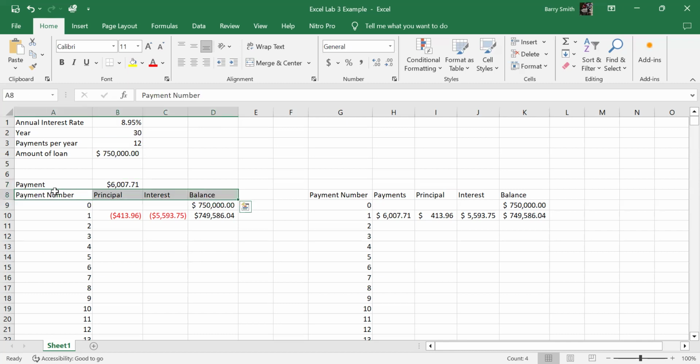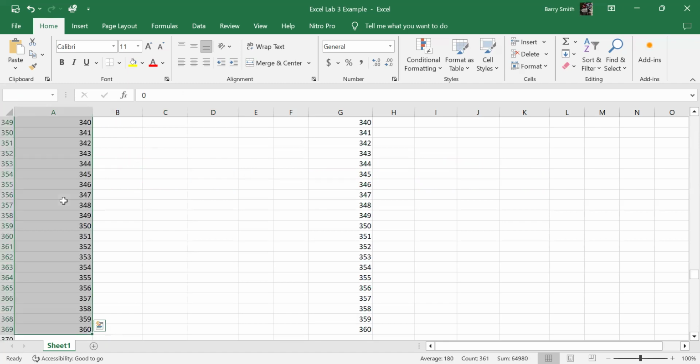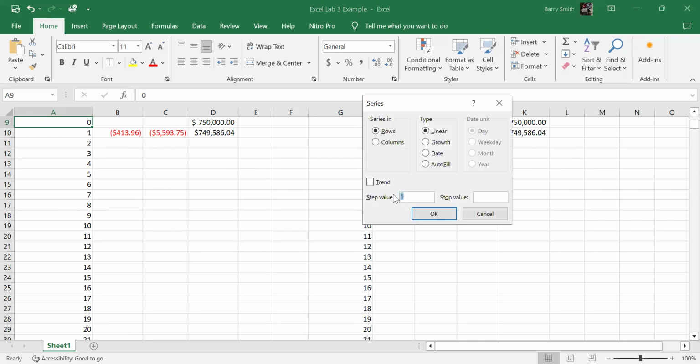Then we have to set up a table. We're going to have a payment number, a principal, an interest, and a balance. With this one, we have 0 through 360. You can do those using the series function here. You can start at 1 and go up to 360, and that's how you can make a series really quickly instead of having to type them all in. That's a nice thing to know about, using the series function.